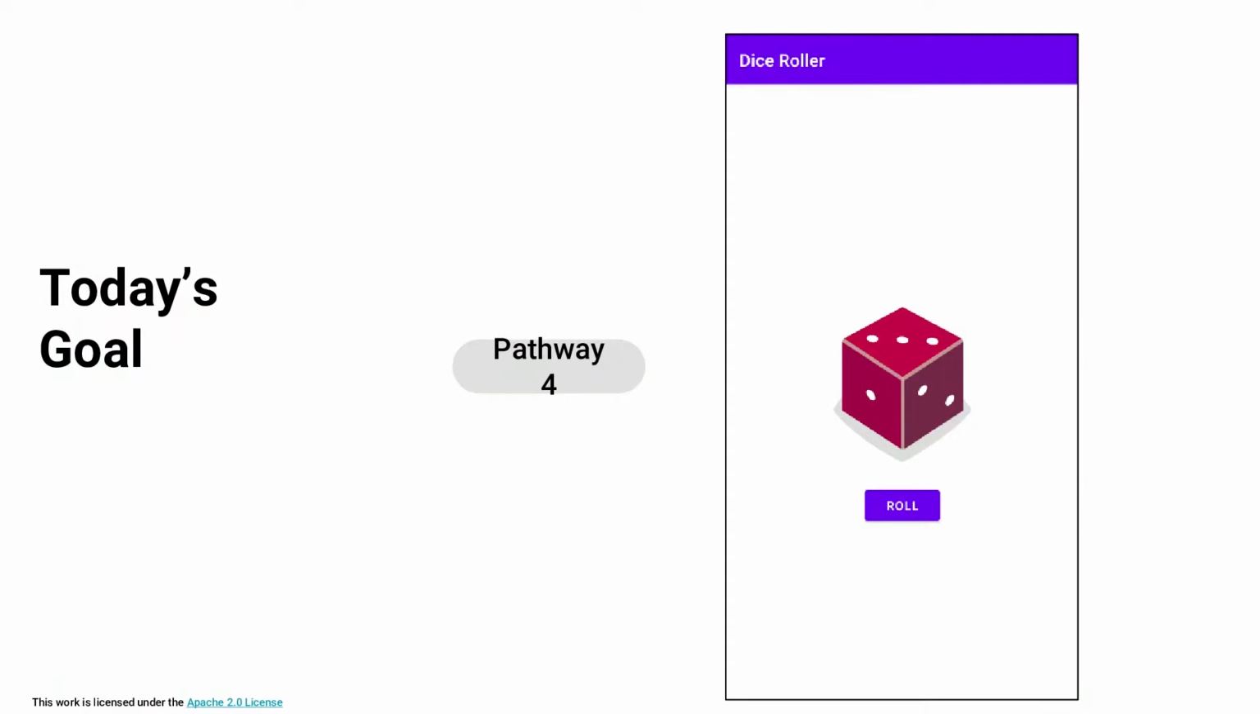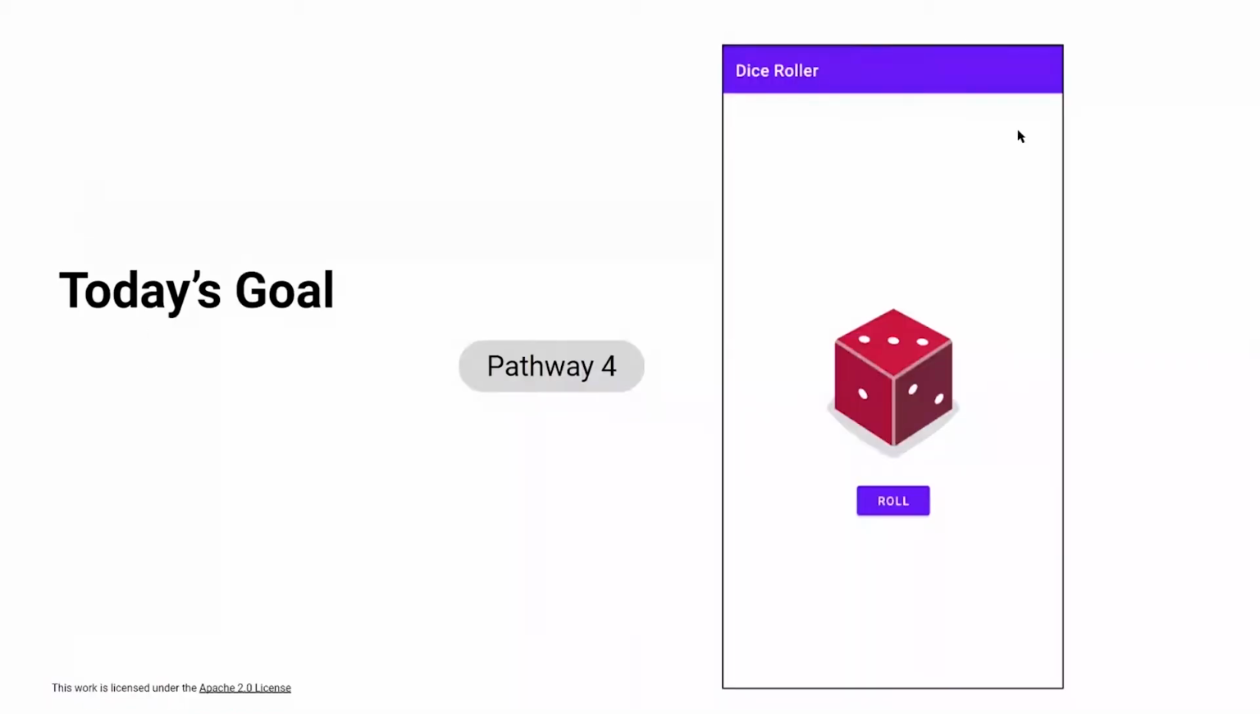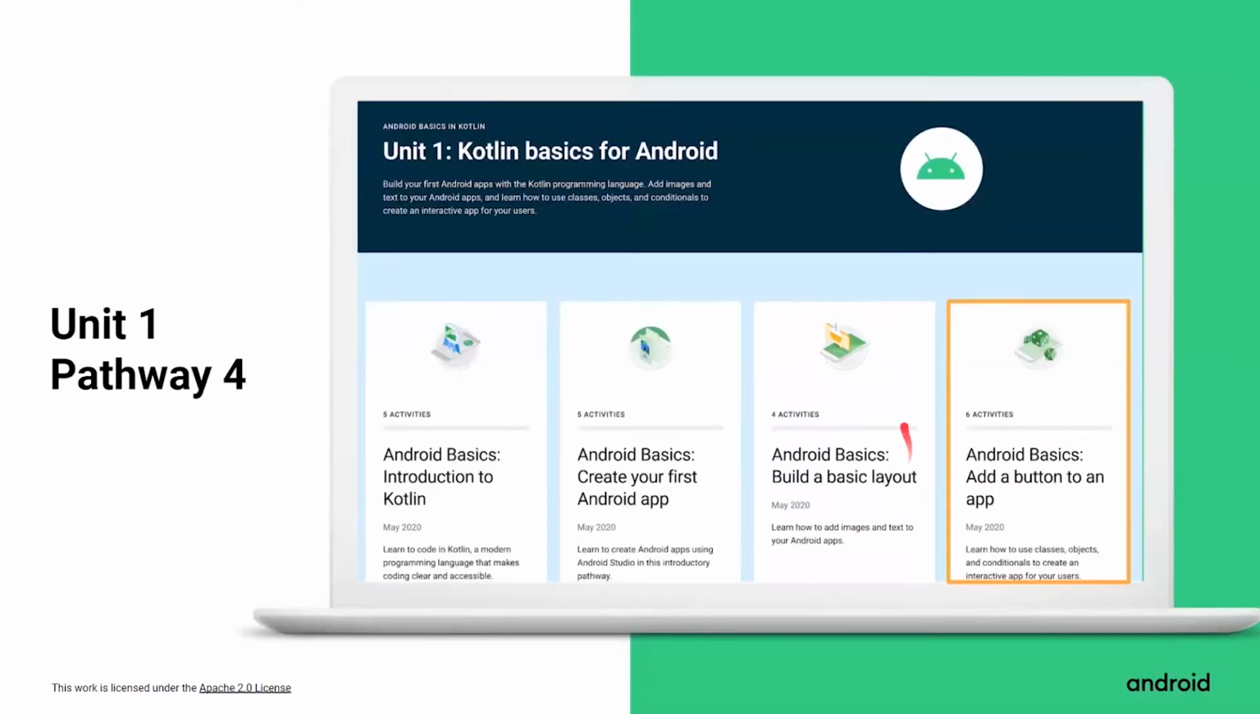So today's goal is to build a dice roller app. When you hit roll, when you press roll, it will change to a different number dice, and it's always random. So you could click roll, you get a dice facing with the number 2 or 1. And we'll talk about certain concepts and see how this app comes to be. Yeah, like I mentioned, we'll be doing pathway 4 today.